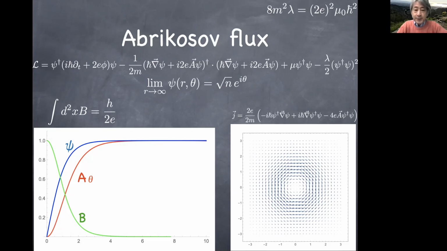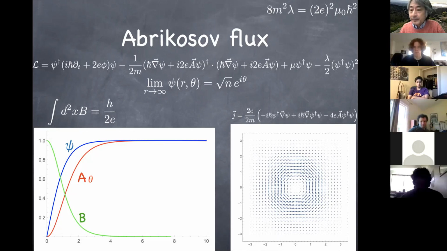Okay, so any questions about this whole business of the Abrikosov flux? I hope this analogy to the vortices we have seen for the Bose-Einstein condensate is helpful. I hope so. No questions?